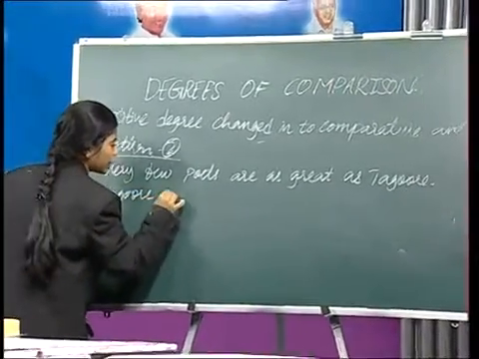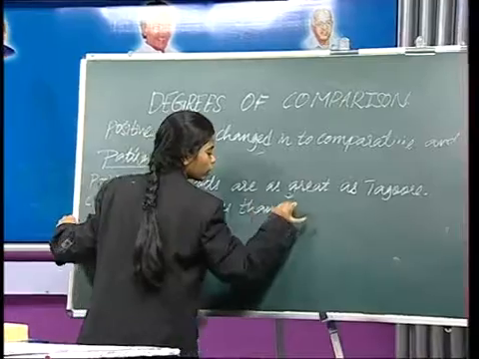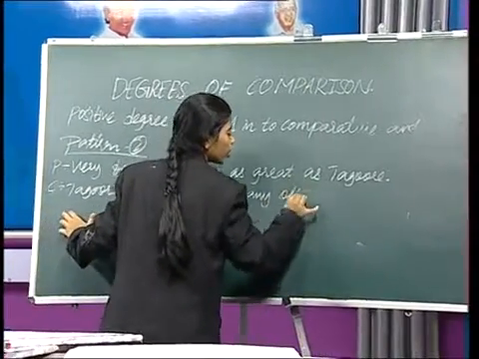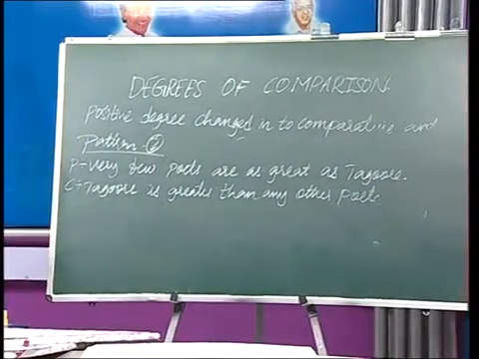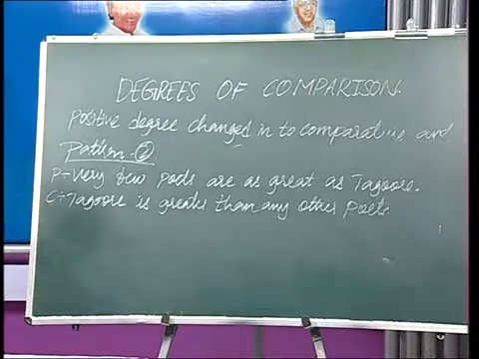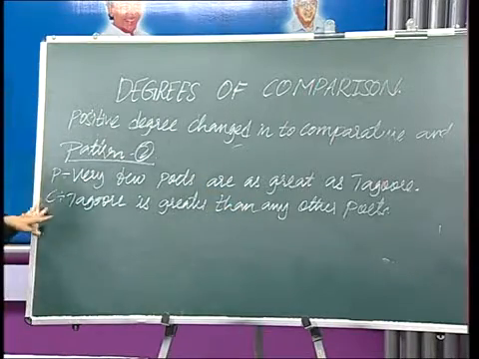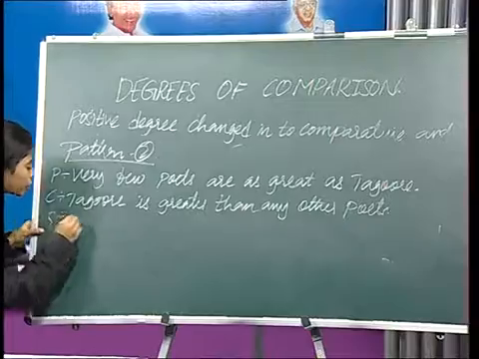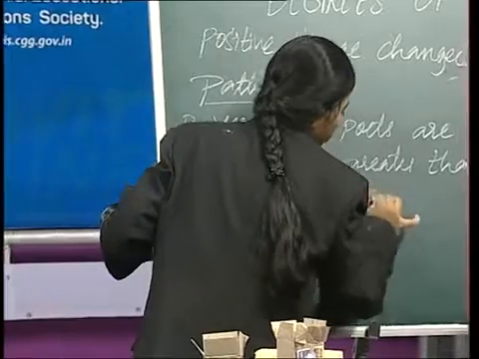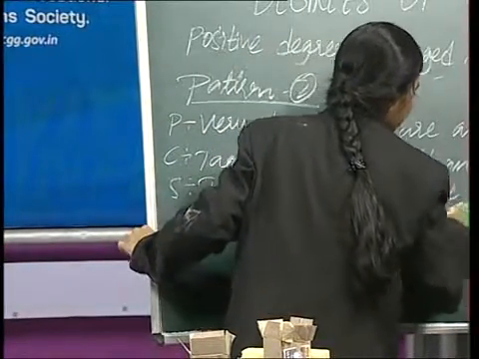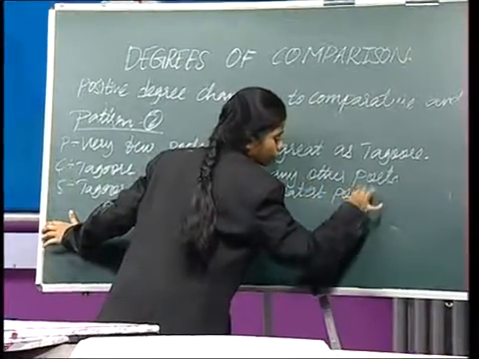And in comparative form, Tagore is greater than any other poets. Friends, what do we observe here? In the comparative form, Tagore is greater than any other poets. So, in the superlative it becomes Tagore is one of the greatest poets.